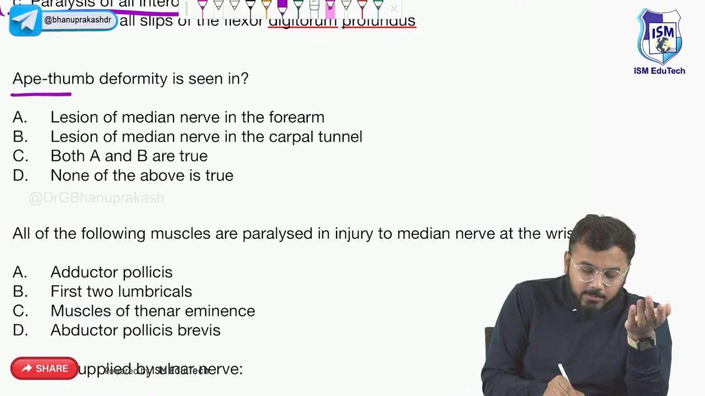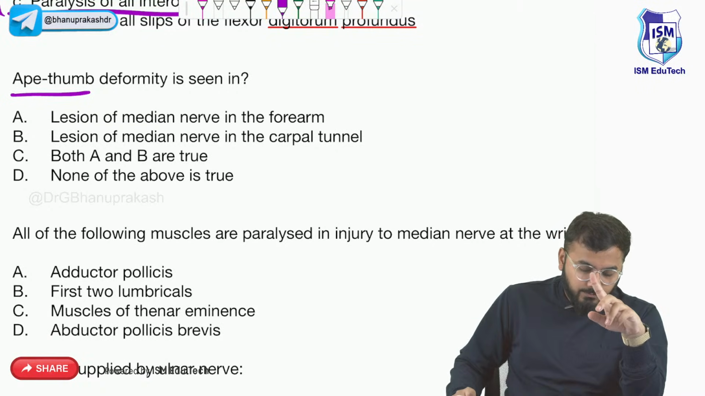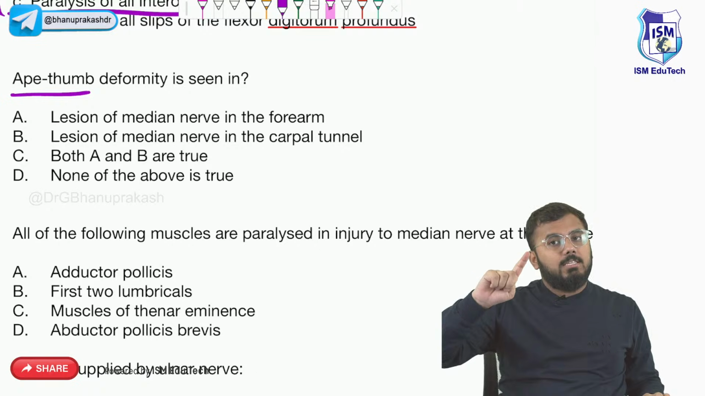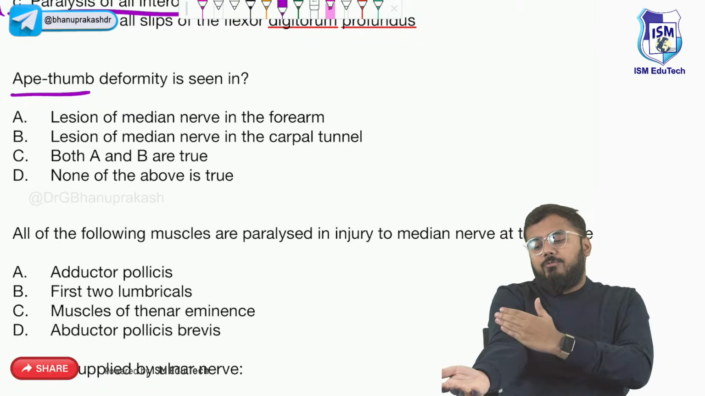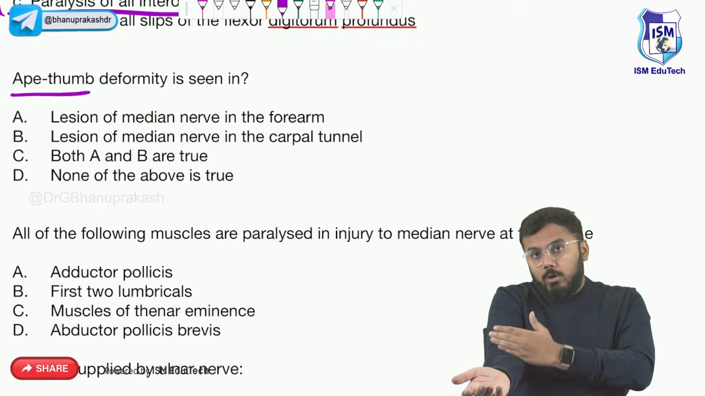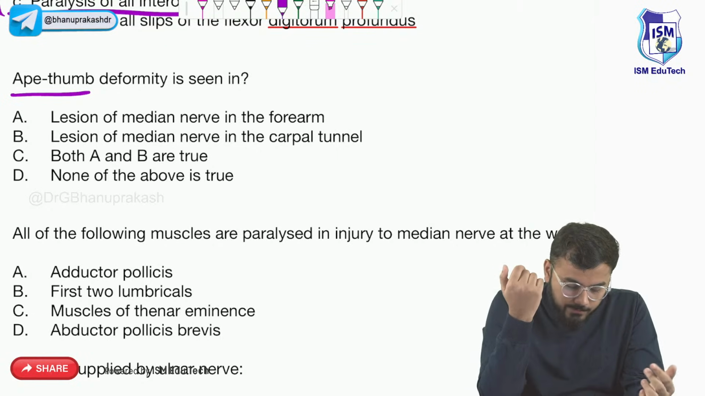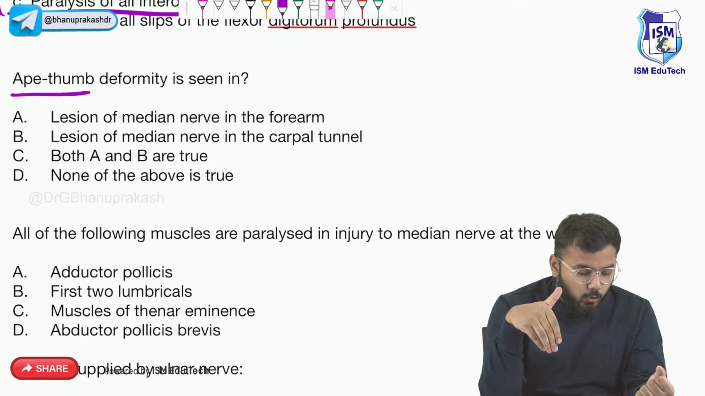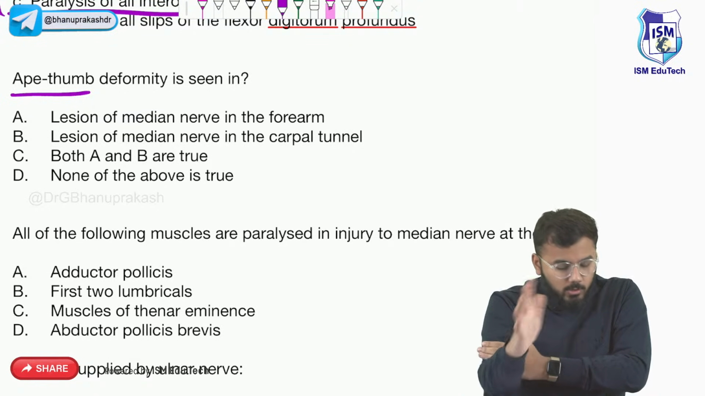Okay. Ape thumb deformity is seen in. Now you tell me, I told you in the starting, ape thumb deformity is seen in median nerve injury. But where? At the level of elbow, wrist, or only elbow or only wrist? Forearm means at the level of elbow, guys. Okay, don't confuse.